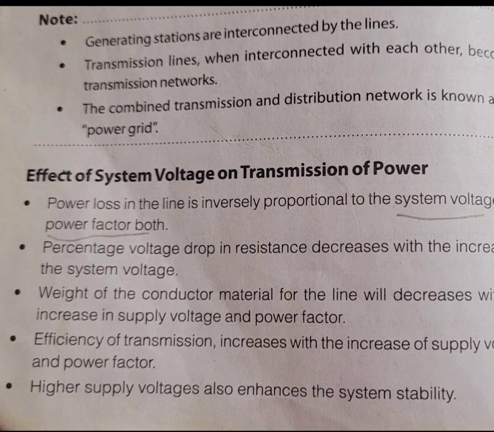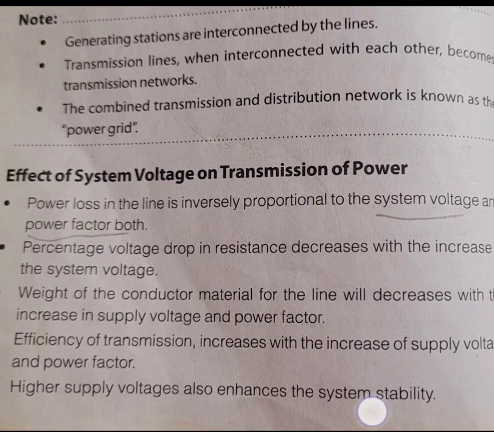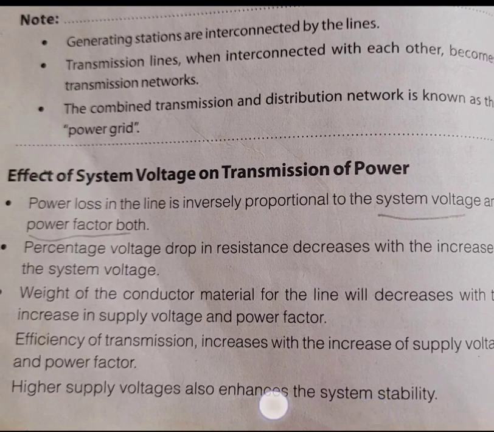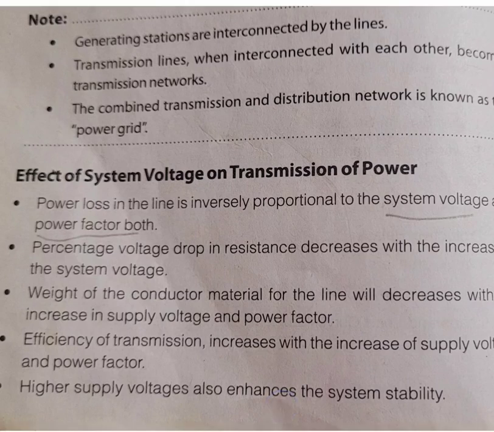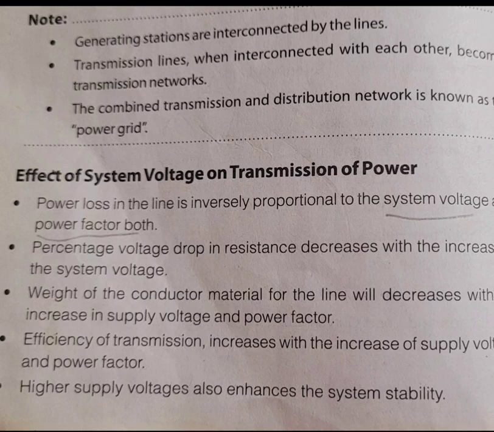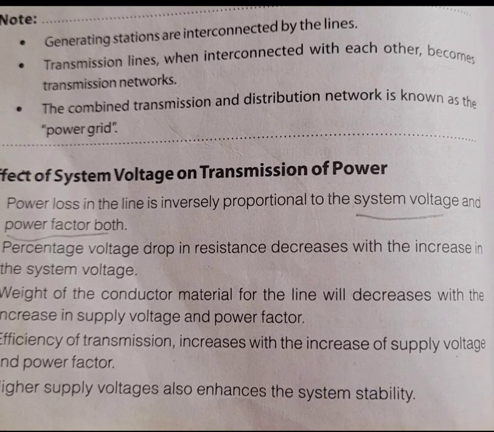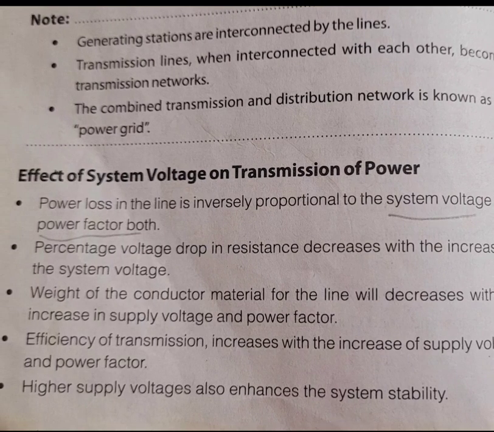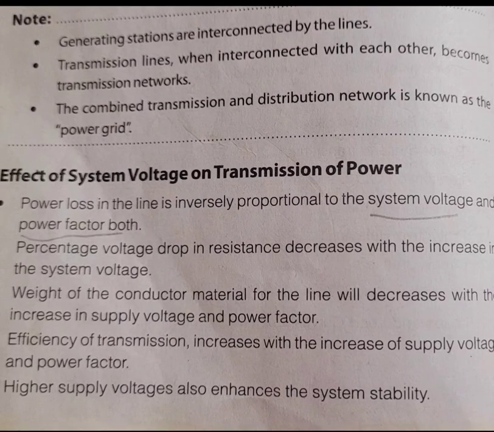Then now we will read the effect of system voltage on transmission power. We have to remember everything in mind. If you can't, you can write it down now. Power loss in the line is inversely proportional to system voltage and power factor both. System voltage is denoted by Vs, the supply voltage, and power factor is cos phi. So P loss is proportional to 1 divided by (Vs cos phi). We have to write down this formula.